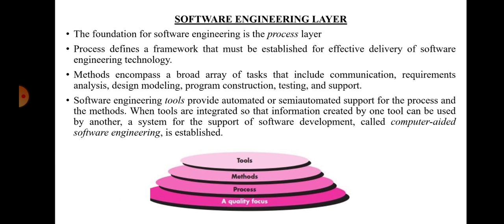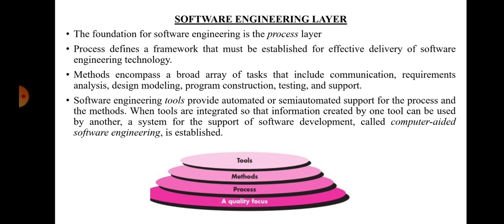Then software engineering is based on the software engineering layers. There are 4 layers. The foundation is a quality focus, next layer is process, next one is method, next one is tools. So the main foundation of software engineering is the process layer. The process is nothing but a framework that should be established for effective delivery of the software product. Methods comprise the set of tasks which includes communication, requirement analysis, design and construction, testing and also support.